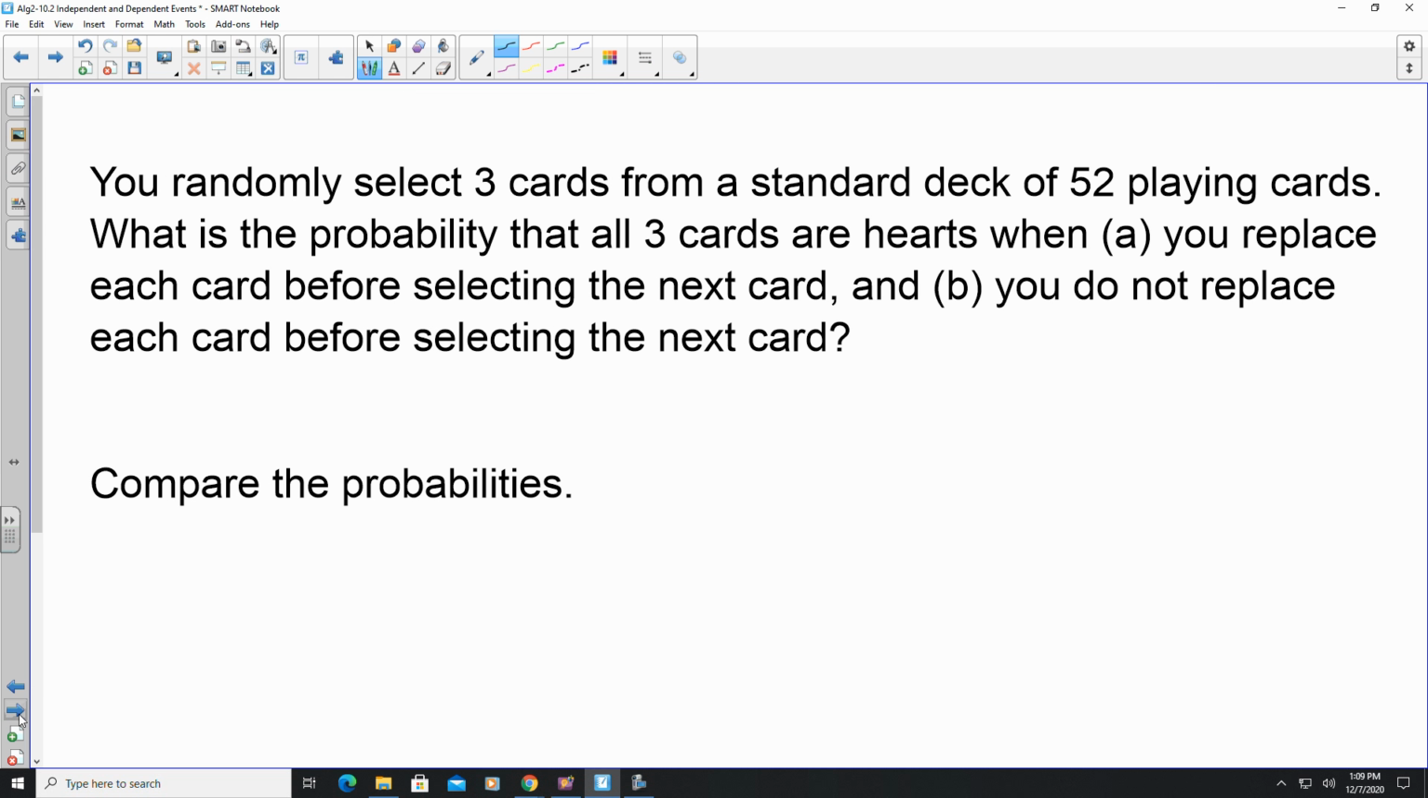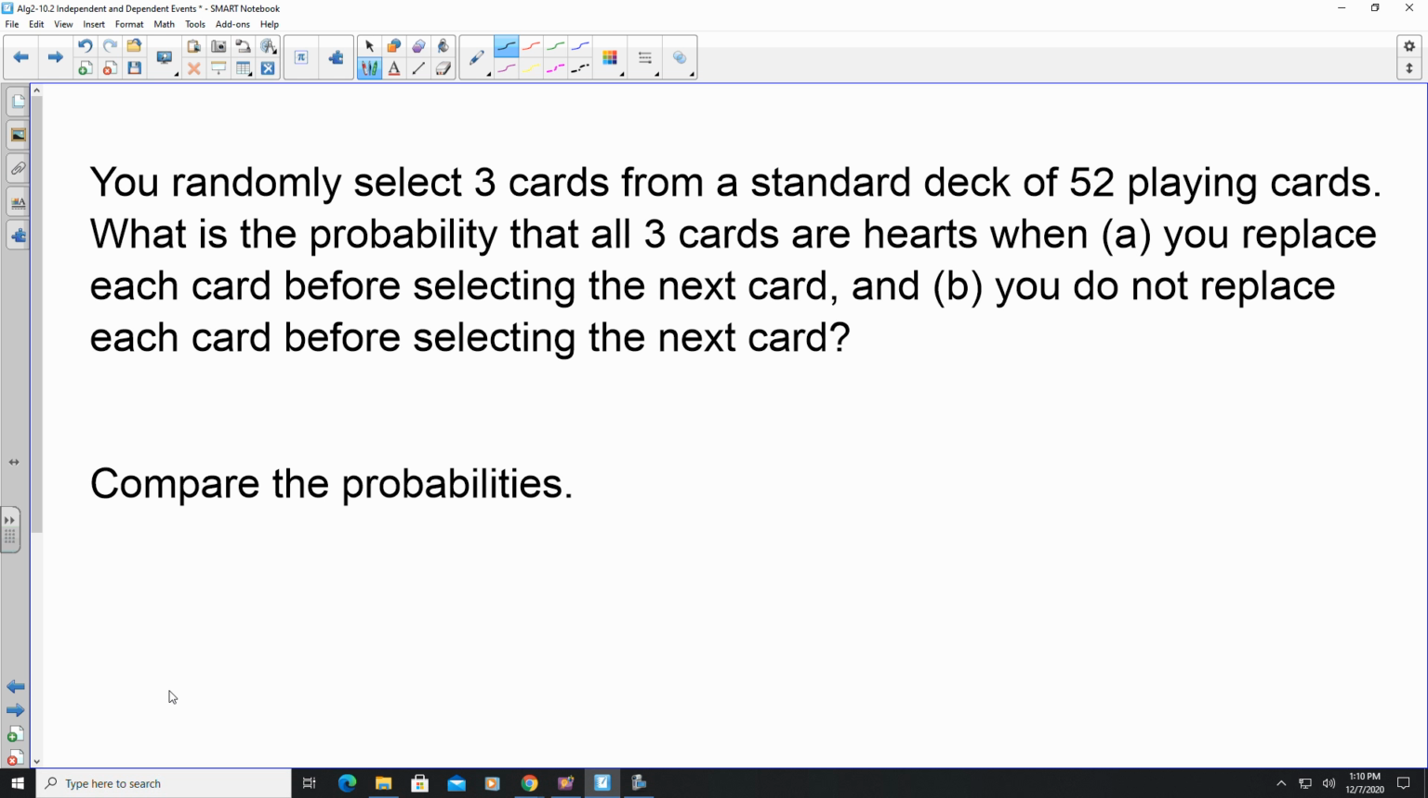Here it says you randomly select 3 cards from a standard deck of 52 playing cards. What is the probability that all 3 cards are hearts when A, you replace each card before selecting the next card, and B, you do not replace each card before selecting the next card? So essentially, one is an independent event and the other one is a dependent event.